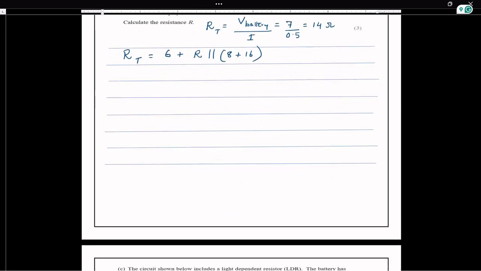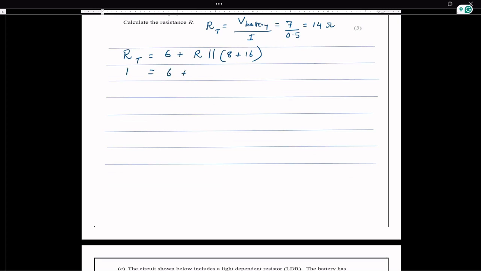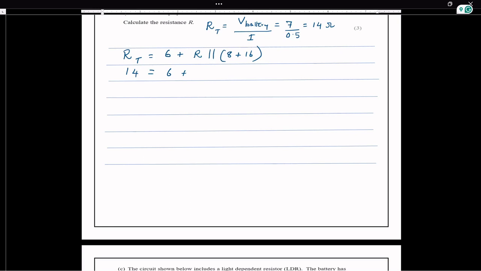Now let's see how much it is. It is 6 plus, and of course on the left side, instead of total resistance, we can substitute 14. Now it is R parallel, 8 plus 16, it is 24. So R parallel 24. So 14 minus 6 equals R parallel 24. That means 8 equals R parallel 24.